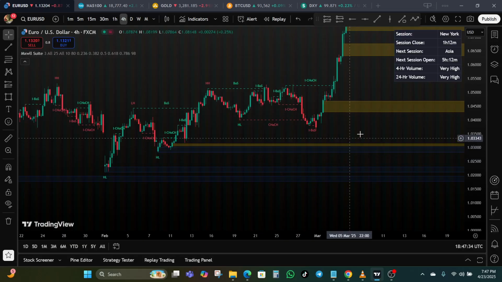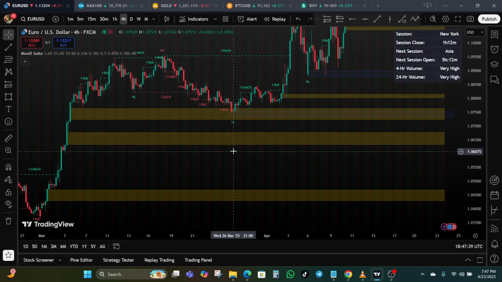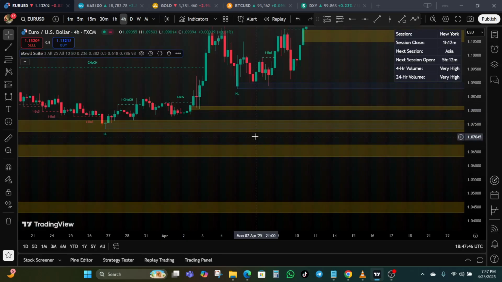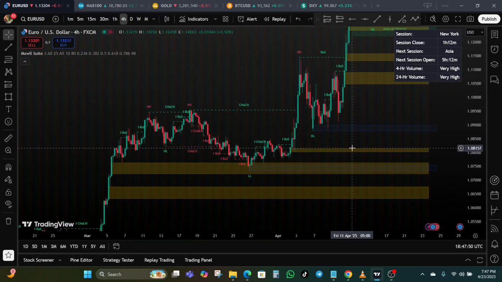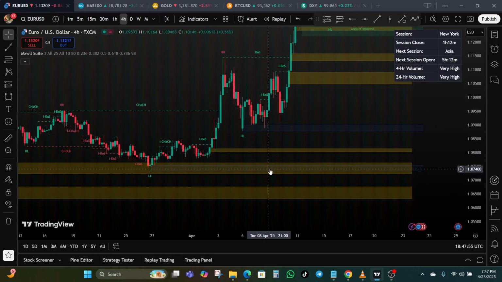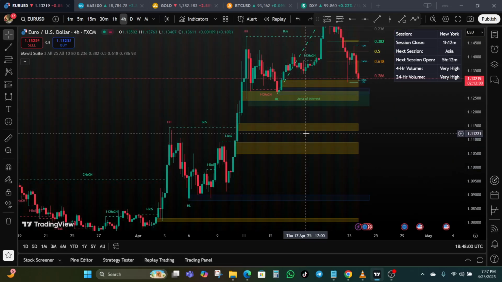Next we use mitigation blocks. These are areas where the market revisits to close imbalances or unfilled orders. So these often act as precise entry points.